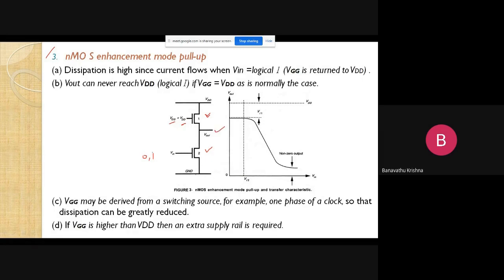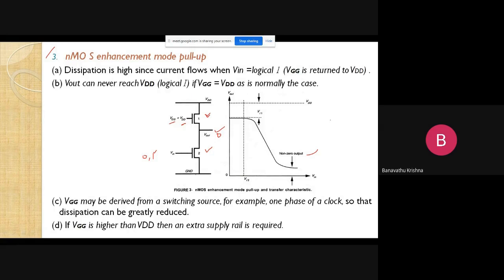And suppose we apply input 1, then transistor 2 is going to be on. Transistor 1 is already on. Now the path is available from Vout to ground. So whatever the data is here, that will discharge to ground. Finally, we are getting output response 0. That is practically non-zero, but theoretically we are saying here it is 0.